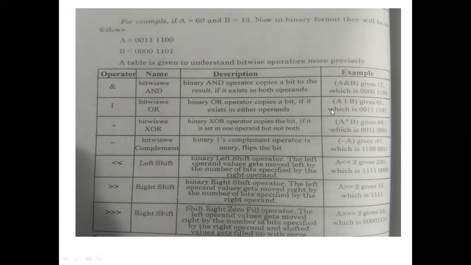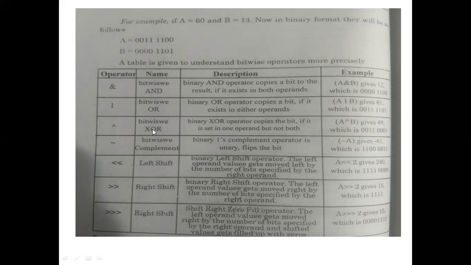Next is a OR b gives 61. How? This is the value. So here, how does bitwise OR work? If either of the values is 1, the result will be 1. So this is the total value. If we convert this number to the decimal value, it will give you 61.